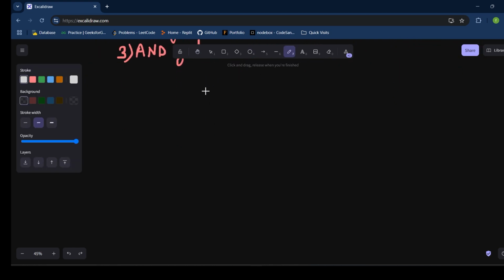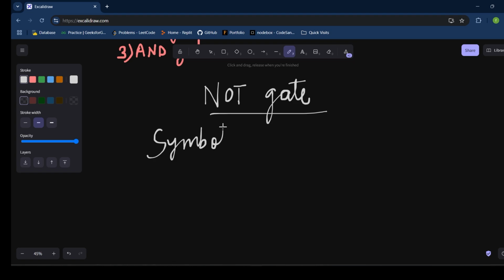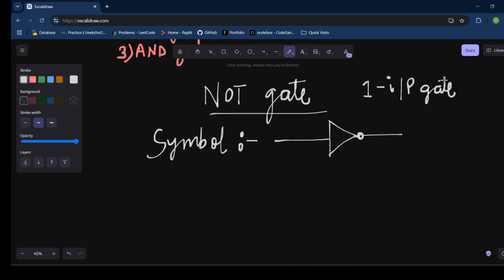So first we will have the NOT gate. First we will see the symbol of this gate. The symbol would be something like this. You can also follow along with me if you want. The NOT gate is basically a single input gate. The main function of the NOT gate is to invert the input. If we give 0 as the input, it will give 1 as the output, and if we give 1 in the input side, then it will give 0 as the output.